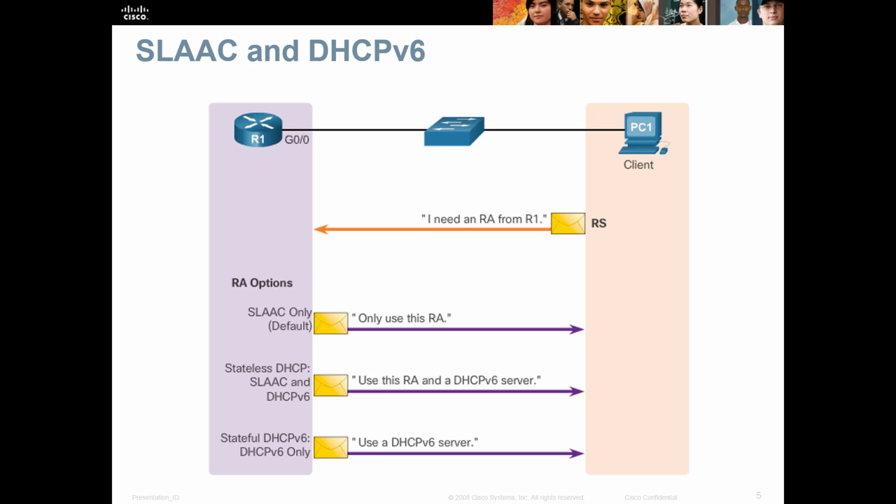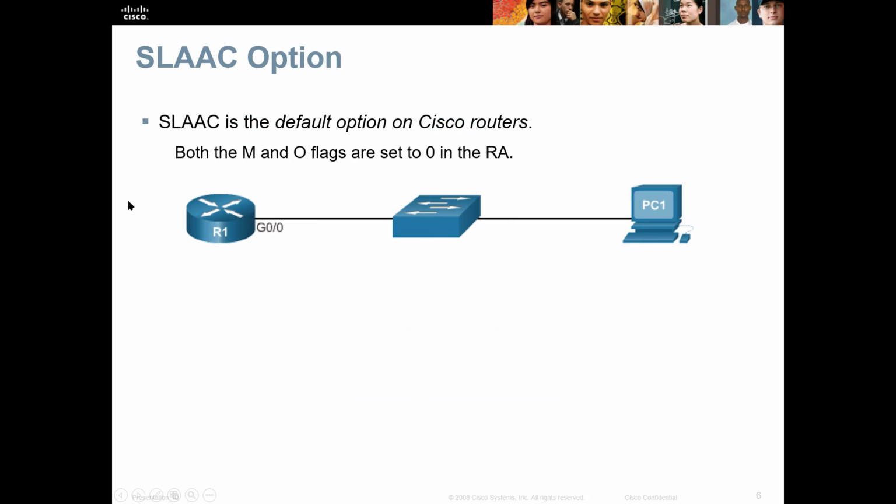Okay, so now let's start with the first, the stateless auto configuration. So this is the default option for Cisco routers, and I've just thrown in here these 2 flags that are going to get set or that are pertinent to this, M and O, and I'll show you in a minute what those letters are chosen for, but they're both set to 0 in the advertisement. So that's the piece coming back from the router.